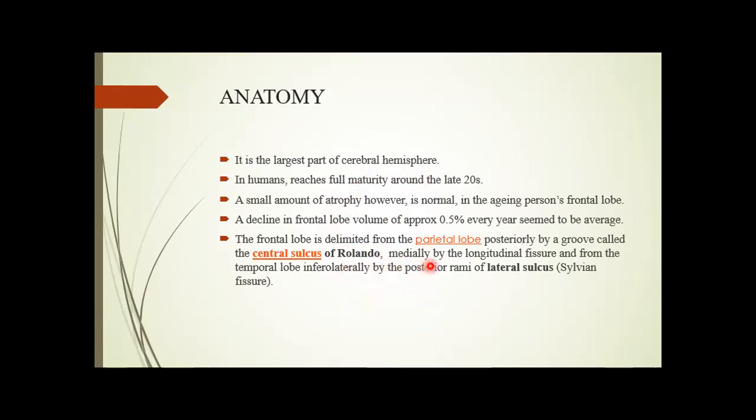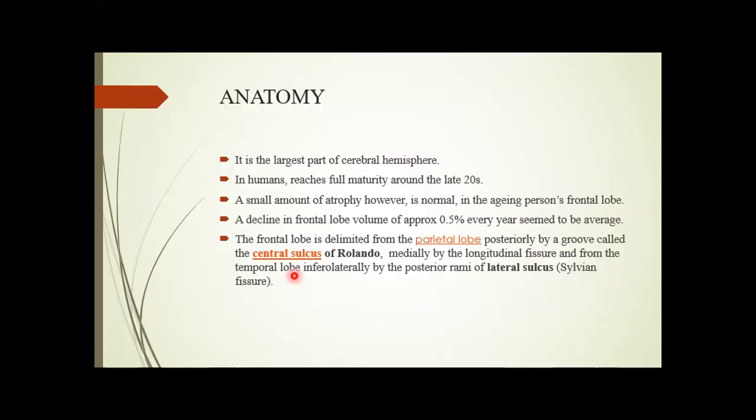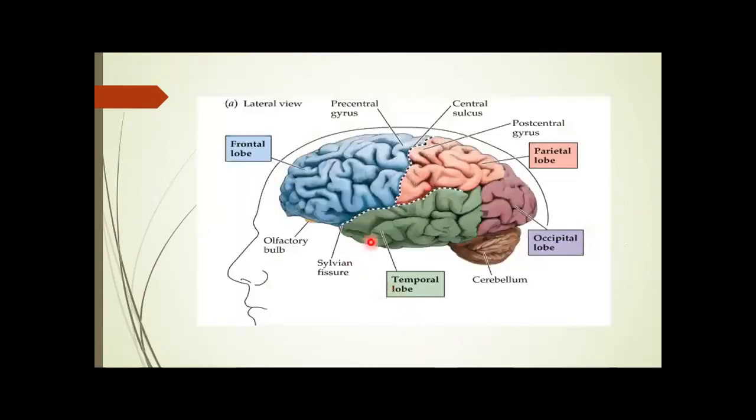The frontal lobe is delimited from the parietal lobe posteriorly by the groove called the central sulcus, and medially by the longitudinal fissure, and from the temporal lobe inferomedially by the lateral sulcus. From the temporal lobe, it is by the lateral sulcus, and from the parietal lobe, it is by the central sulcus.